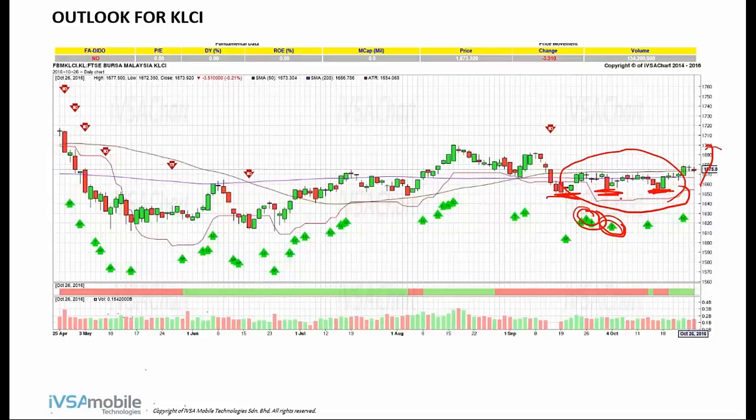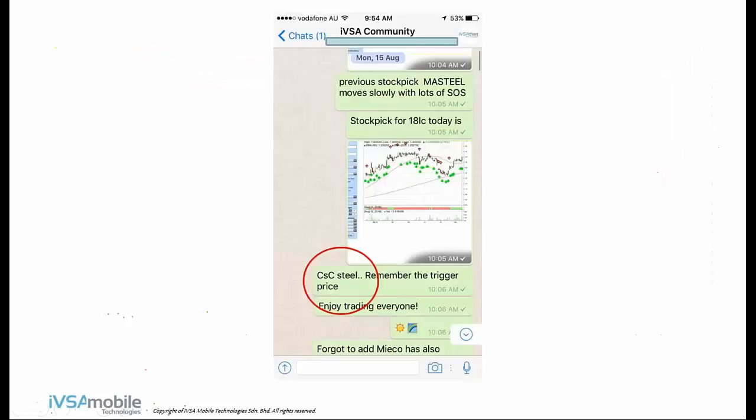But while the market is congesting, how do iVSA stock screeners appear in our iVSA chart? We have seen in the past few months many 18LC, we call it 18 line change, stock picks from our screener, which show very good results. Now, one of them is CSC Steel.